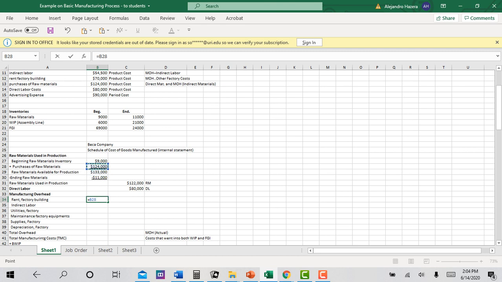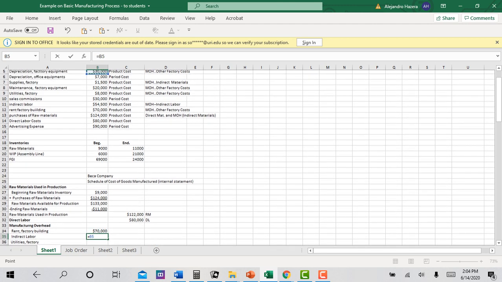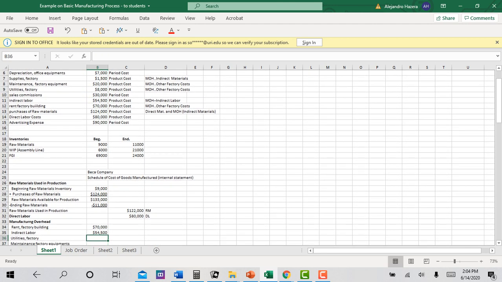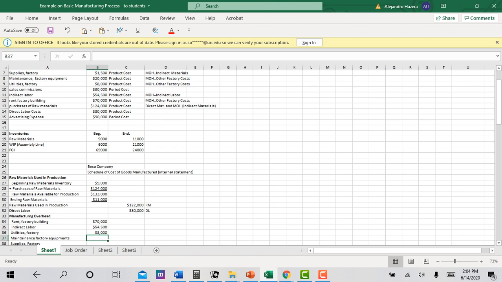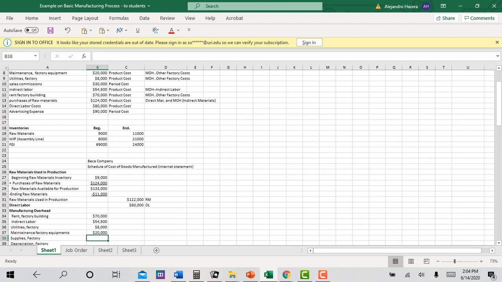Okay, so let's go ahead and summarize. See what we get for overhead here. Rent on the factory building, has to say factory, was 70,000. Indirect labor, which is part of manufacturing overhead, is 54,500, which is right there. Okay, utilities on the factory are 8,000. Right there. Notice that if it says factory, it's manufacturing overhead. So look for that word factory. Maintenance on the factory equipment, 20,000 is your maintenance on the factory equipment.